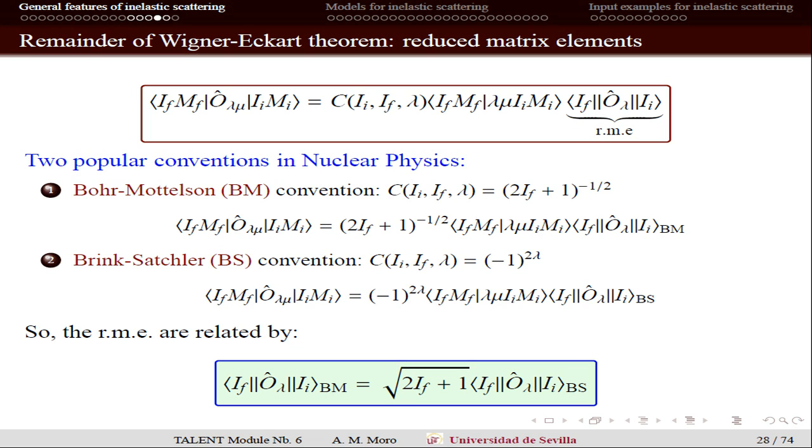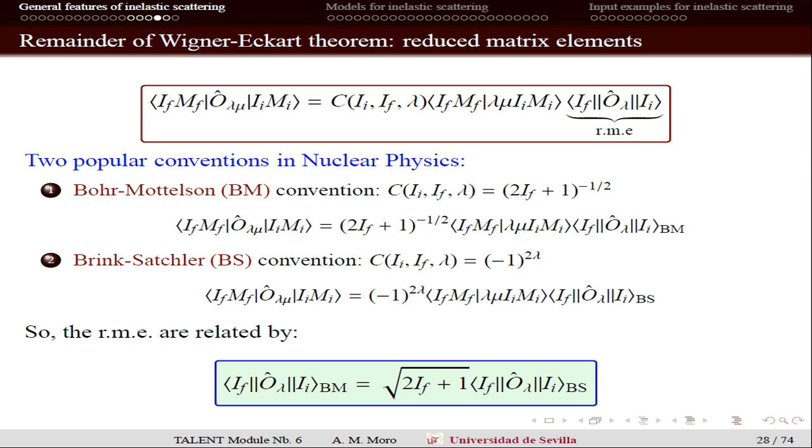Another popular definition is the one used, for example, in the Satchler or Brink and Satchler book. That is to take this C as this factor, which in our case, since lambda will be an integer, is actually 1. So the Wigner-Eckart theorem will adopt this other form.